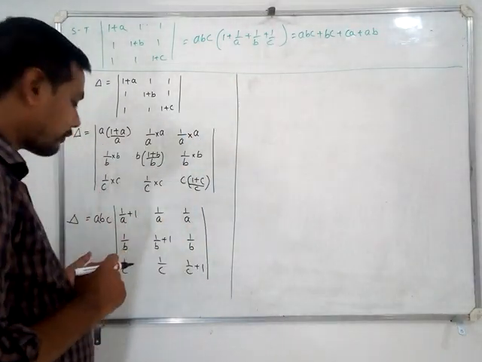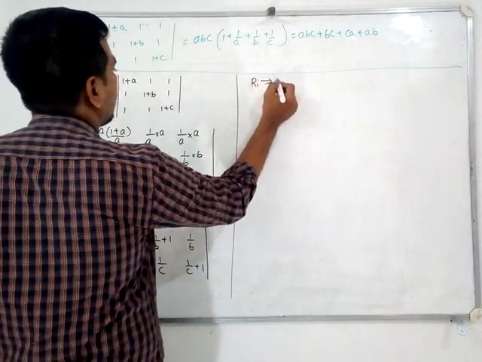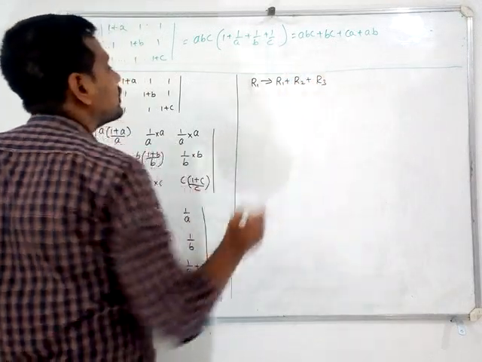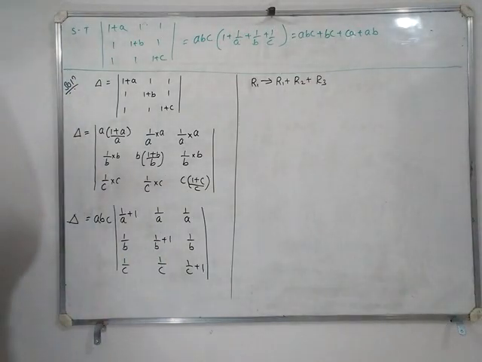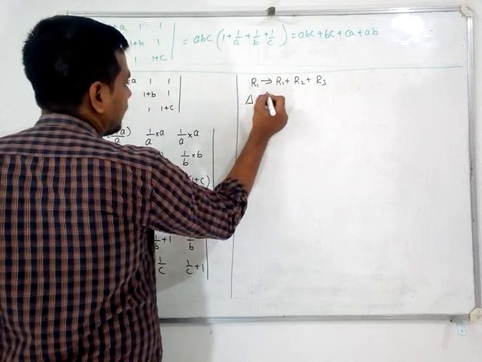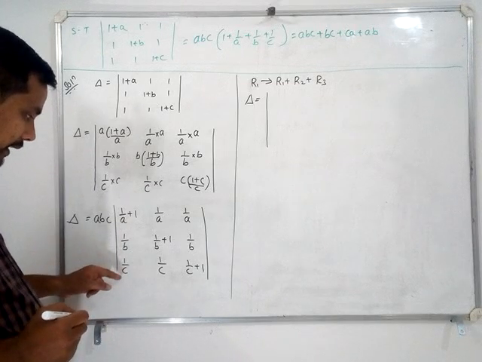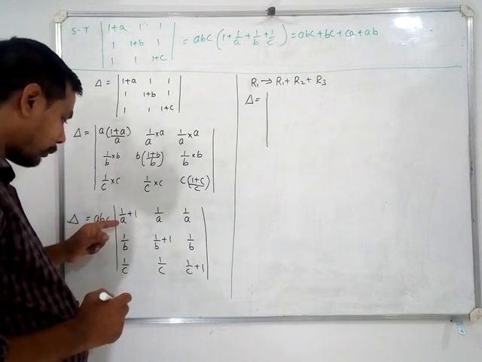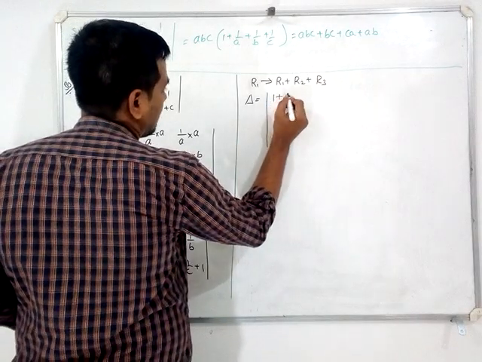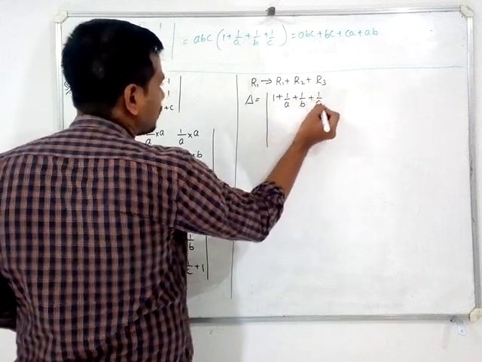So next, what we need to do here is R1 changes to R1 plus R2 plus R3. So R1 is going to change as R1 plus R2 plus R3. Then what will be the value of the determinant here? See, R1 changes to R1 plus R2 plus R3. So what will it be? 1 upon A is there, 1 upon B is there, 1 upon C is there, and 1. So it will be 1 plus 1 upon A plus 1 upon B plus 1 upon C.